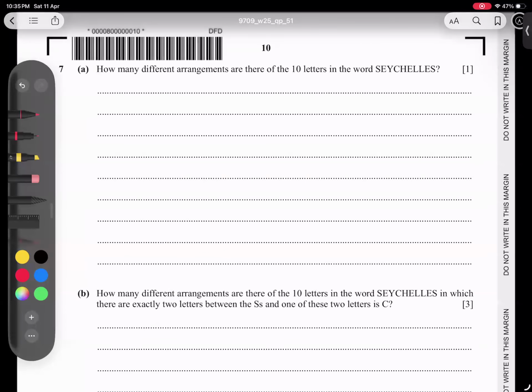So question number 7, students, and the question is how many different arrangements? There are 10 letters in the word seashells. Okay. So how many do we have? Check it. E one time, two times, three times. So three E's. And L, two L's. And S, so two S we have even. Okay, and how many others can we just calculate? So one, two, three. So three others. So if we check it, they become 10 according to the question.